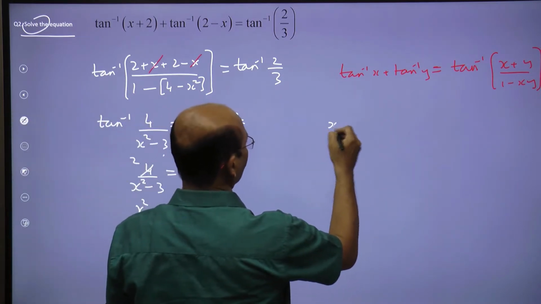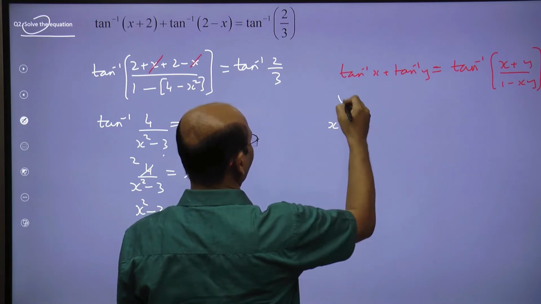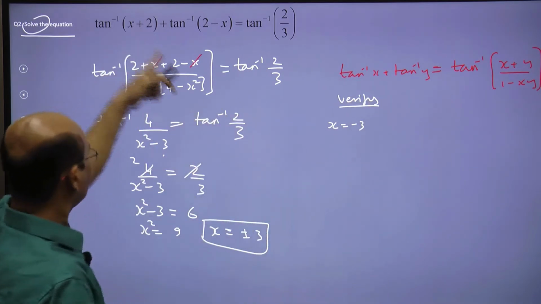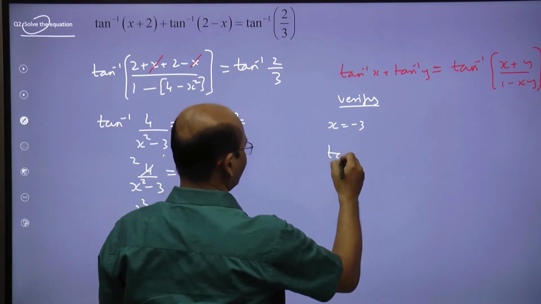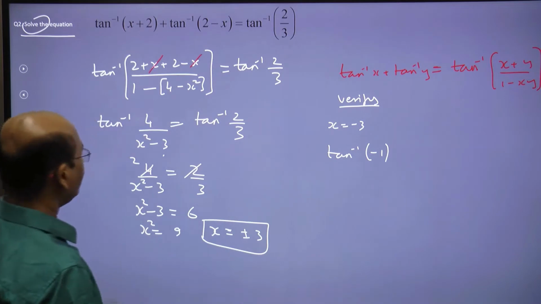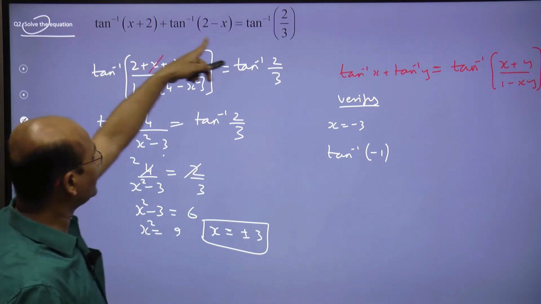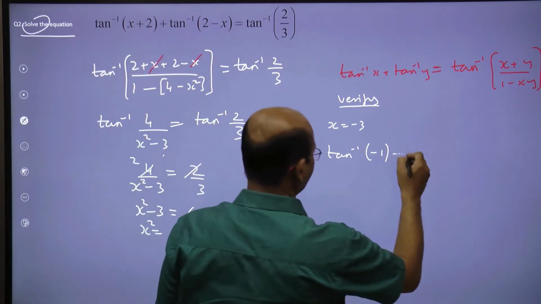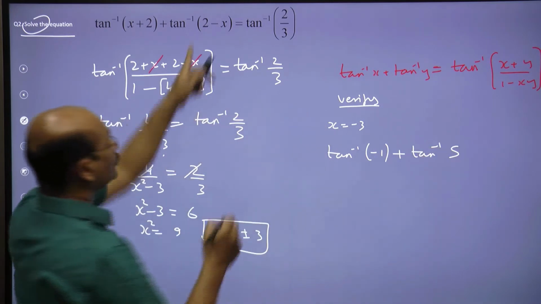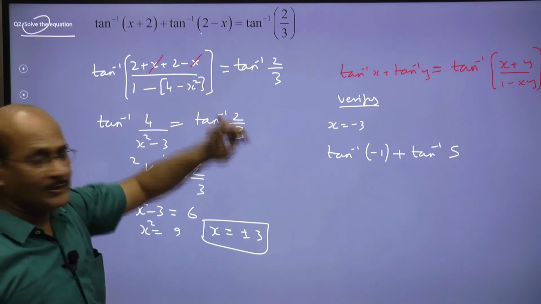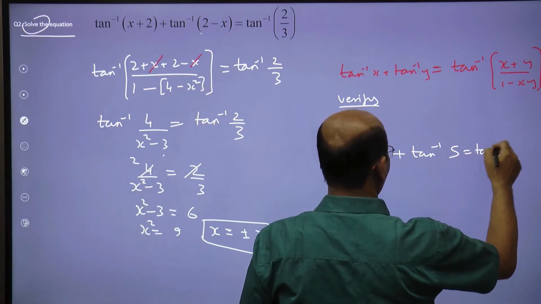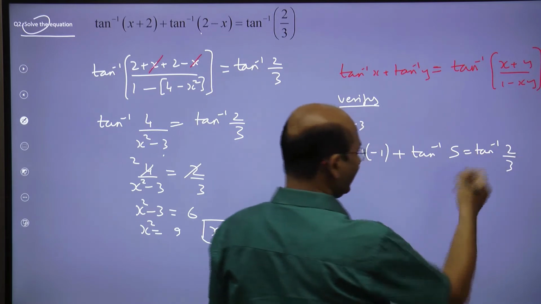So, when x equals minus 3, okay, verify. Once I will show you. So, this will become tan inverse of minus 1, that is minus 3 plus 2, minus 1, plus tan inverse of 2 minus x, plus tan inverse 5. Why 5? Because 2 minus of minus 3 will become plus 3. So tan inverse minus 1 plus tan inverse 5 is equal to tan inverse 2 by 3. Now, I need to prove this.